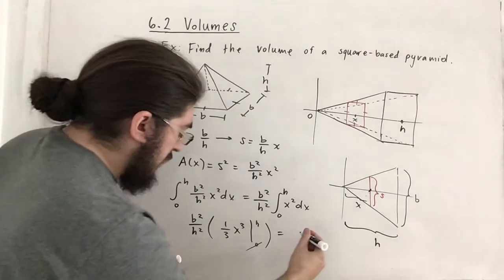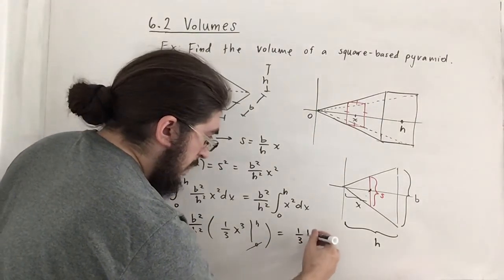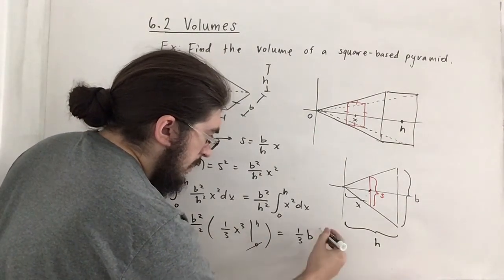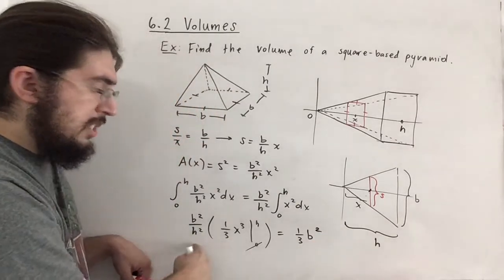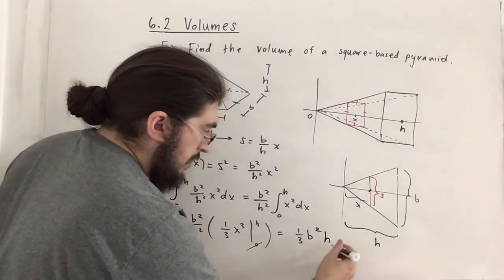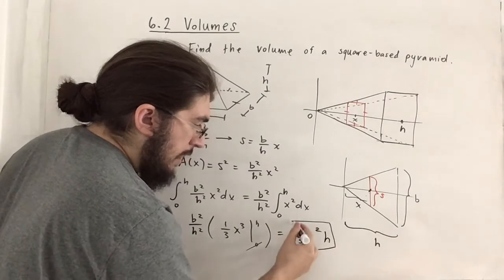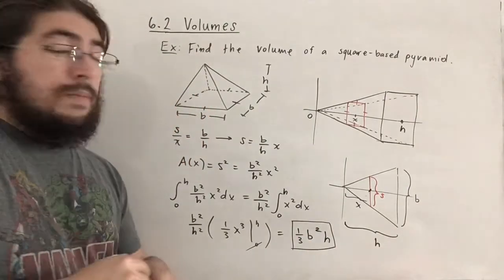So in fact, what we actually have here is 1/3 b squared times, well, it would be h cubed, but h cubed over h squared, notice, is just h. So this is actually the volume of the square-based pyramid.